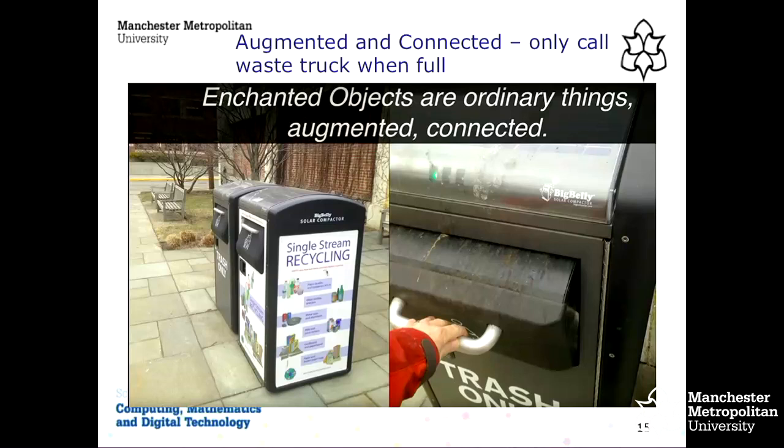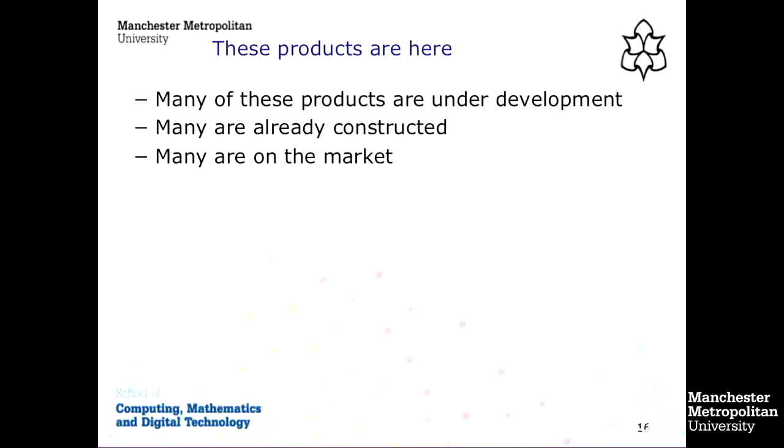Getting connected to augment and connect to real life, having things like trash objects that are connected to the web and will only call the garbage truck, the pickup truck, when they're actually full. So rather than coming round once a week and emptying these, or every day, I don't know how often they empty these, or sometimes never, as far as I can see. But also not just detecting when they're full, but the type of things that are in there. If you could scan in what elements are being put in, you get a better idea of which need picking up. So these enchanted objects are just ordinary things, but augmented in some way and typically connected.